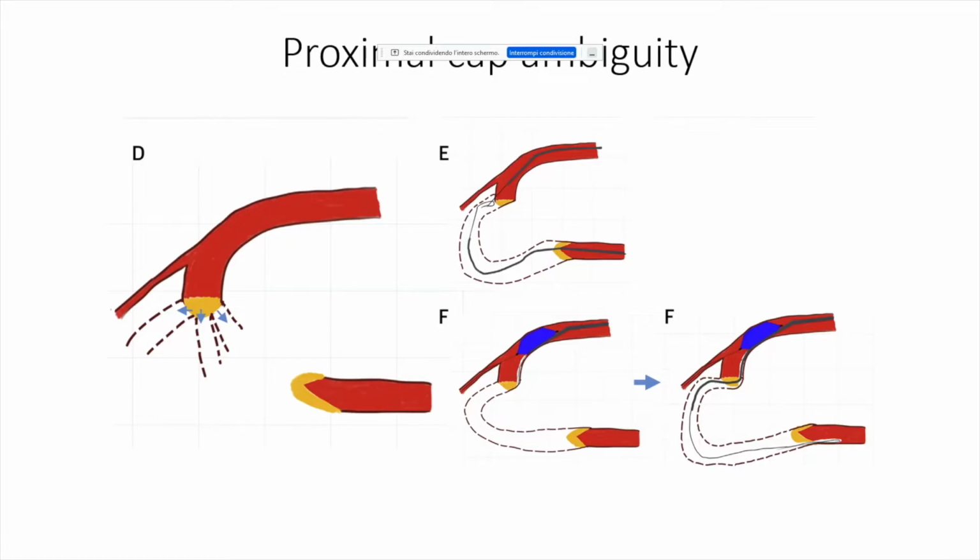In this case, in panel A, we can perform the technique that I mentioned before. So you can go retrograde and use the retrograde wire like a marker wire, or maybe you can perform move-the-cap techniques. So you can dilate a balloon. This is the basic technique in panel F.